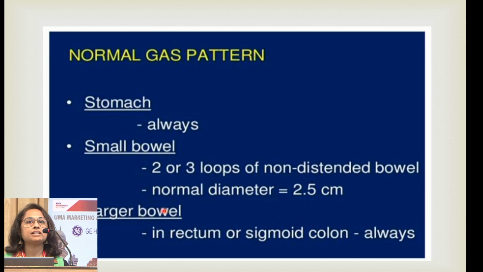So how would a normal gas pattern look like? In the stomach, there will always be air present. Okay, and there will always be air present in the rectum. Small bowel will give only 2 to 3 bowel loops, which will be non-distended when they are less than 2.5 centimeters in diameter.